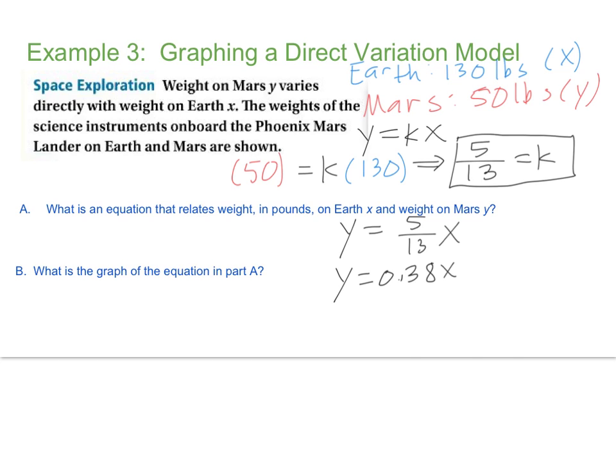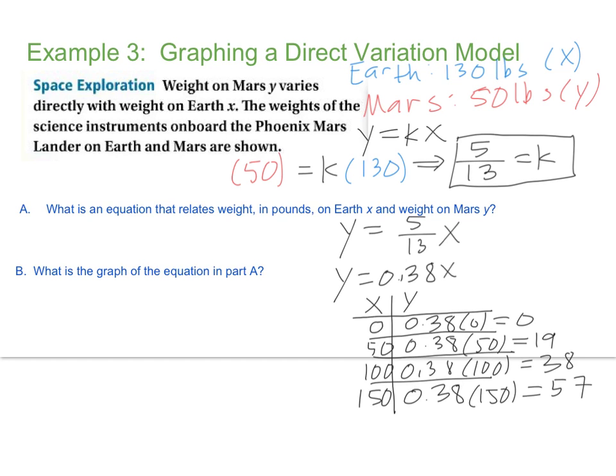Next we'll make a table based on that. So putting the Earth weights 0, 50 pounds, 100 pounds, and 150 pounds into a table and using the formula to convert to Martian weight, we see that 0 pounds on Earth is 0 pounds on Mars, 50 pounds on Earth is 19 pounds on Mars, 100 pounds on Earth is twice the Martian weight, which is 38 pounds, and 150 pounds on Earth is 57 pounds on Mars. So we'll use that data to then construct or sketch a graph.